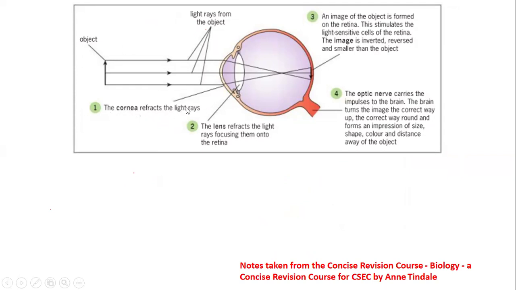We know the cornea refracts light rays. You can see it here. The lens refracts the light rays, focusing them on the retina, right? And then an image of the object is formed on the retina, which stimulates the light sensitive cells. The image is inverted, reversed, and smaller than the object. And the optic nerve carries the impulse to the brain. So guys, make sure we can draw this, label it, understand it where needed.